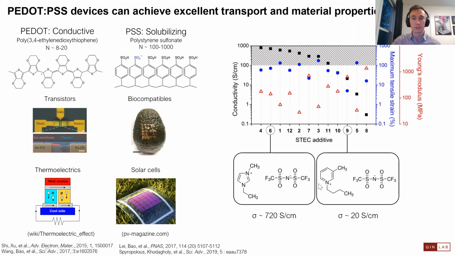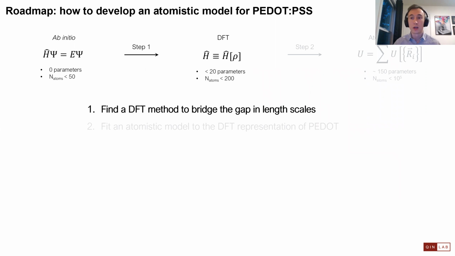As a computational person, in order to have a reliable model that can help inform these experimental design questions about maximizing, for example, the electrical conductivity, we want to have an accurate atomistic model that captures these details. In order to do so, there are two main steps. I'll be only talking about one today.